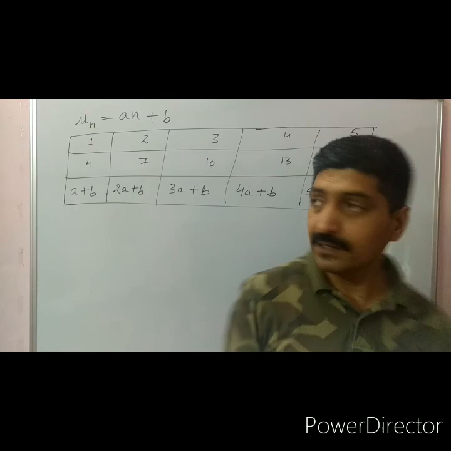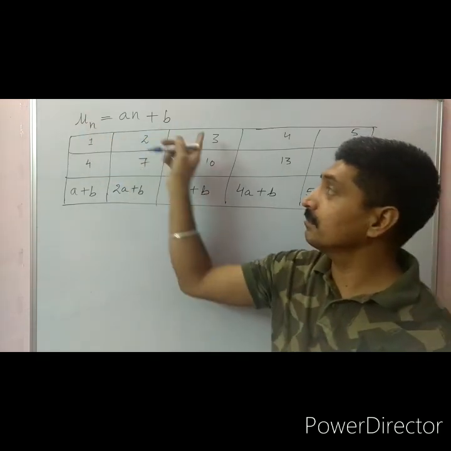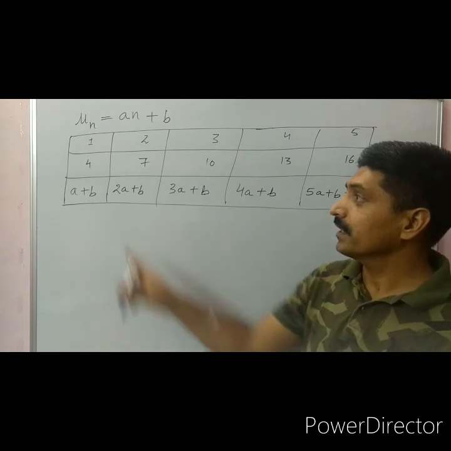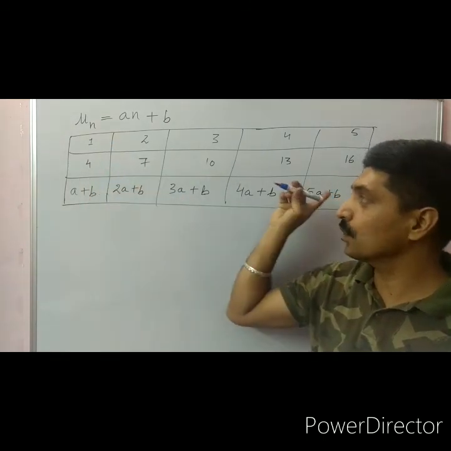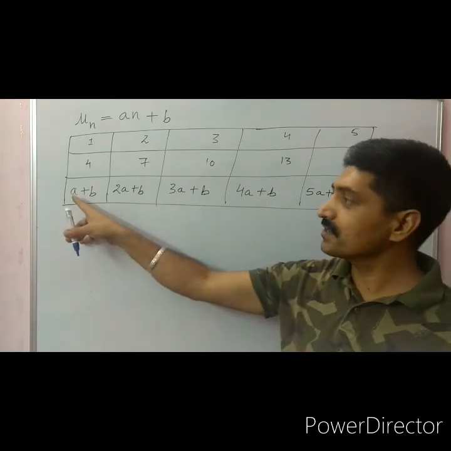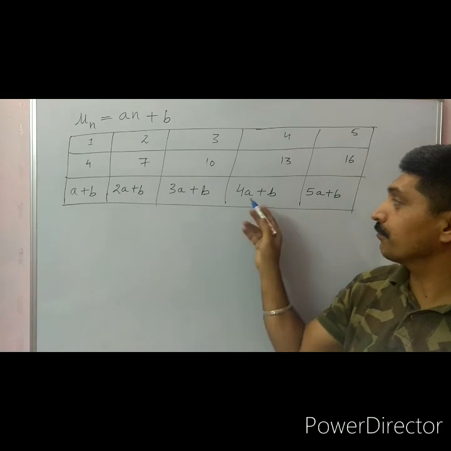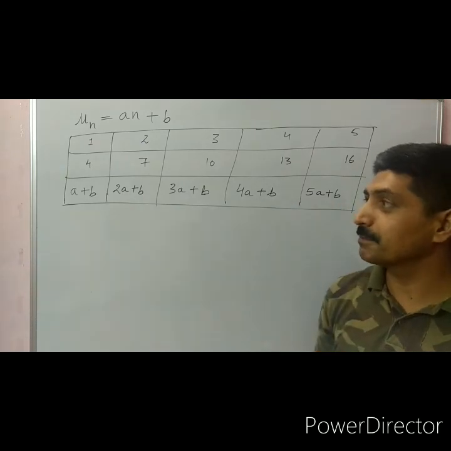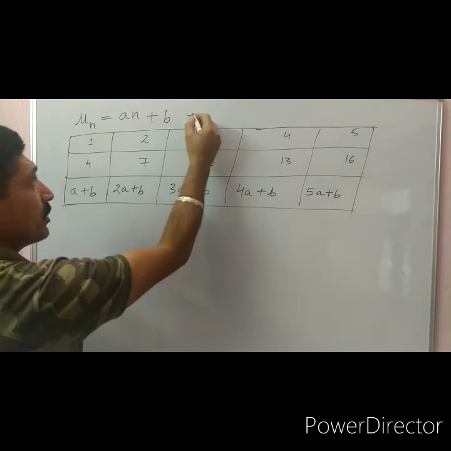So here in this table, to find the nth term of the sequence, we have a first term, second term, and so on. So here first term a plus b, 2a plus b, 3a plus b, 4a plus b, and 5a plus b. So here this is the linear equation.